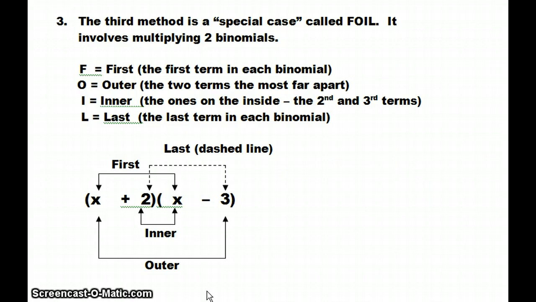I stands for inner, the ones that are on the inside and closest together. In other words, the 2 and the x. So those when multiplied together would give you a 2x.